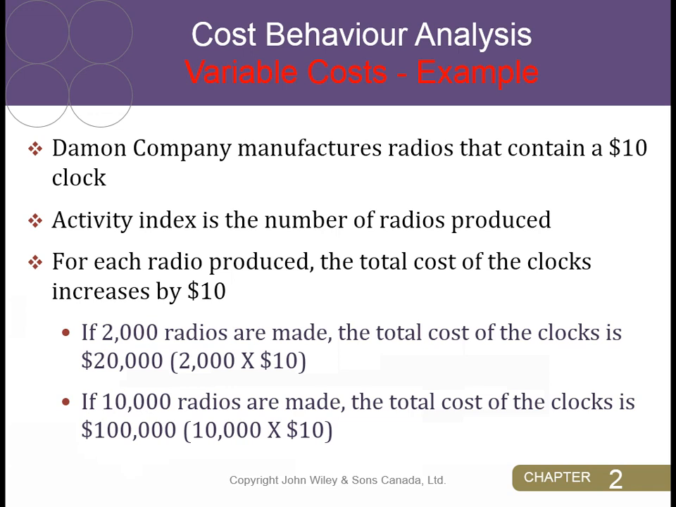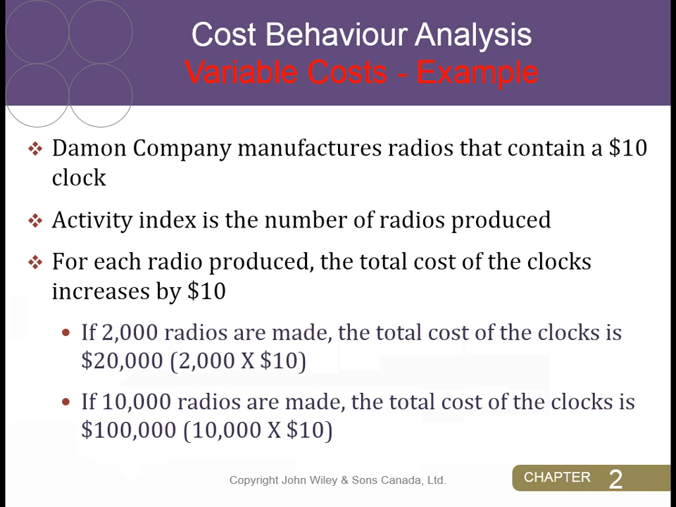We increased the number of radios we made by 5 times. Well, look what happened to total variable costs. They were 20,000 and they jumped up to 100,000. They also went up 5 times. So total variable costs increase at the same rate as activity. But per unit, they never change.